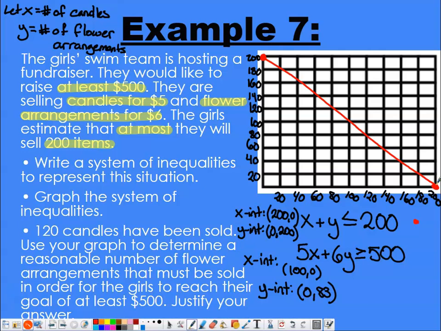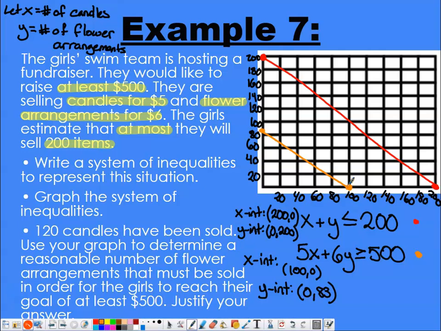Okay, let's go ahead and use orange for this inequality. Again, we know our x and y intercepts. The x-intercept is at (100, 0). The y-intercept is at (0, 83). And then connect it with that line.